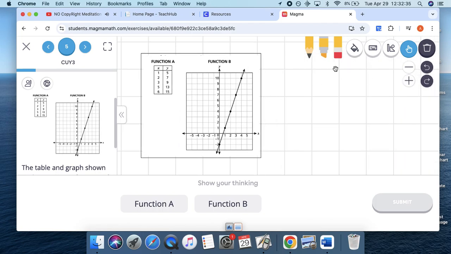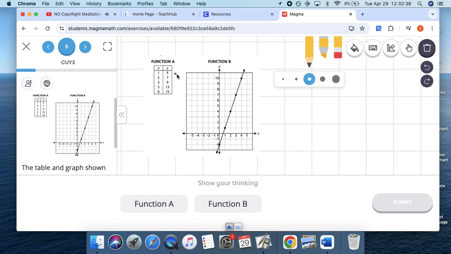And let's find the slope for function A. Let's cut some corners here. From 5 to 7 is plus 2. From 2 to 1 is 1. So the slope would be 2 over 1, or just 2. So the slope for function A is 2.